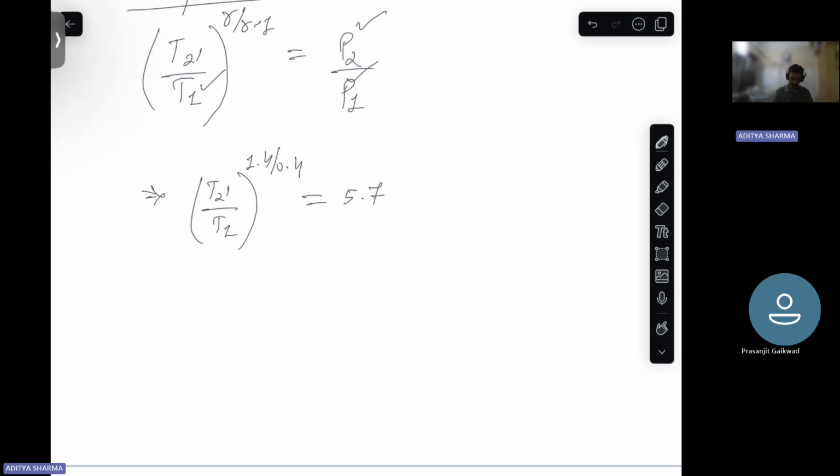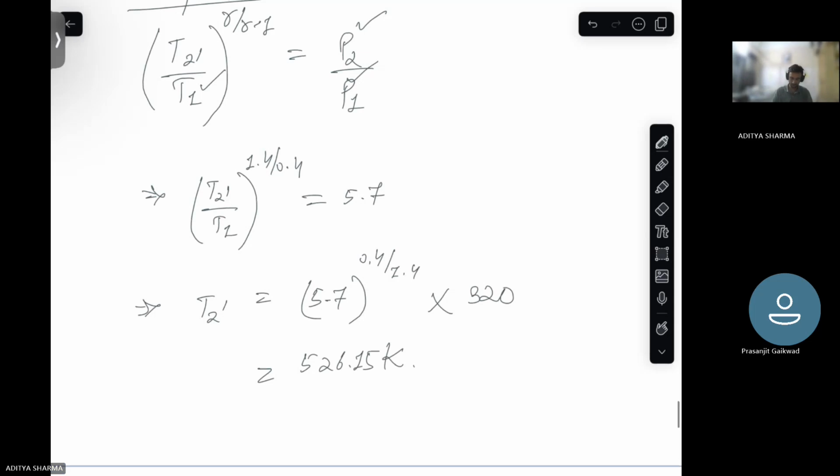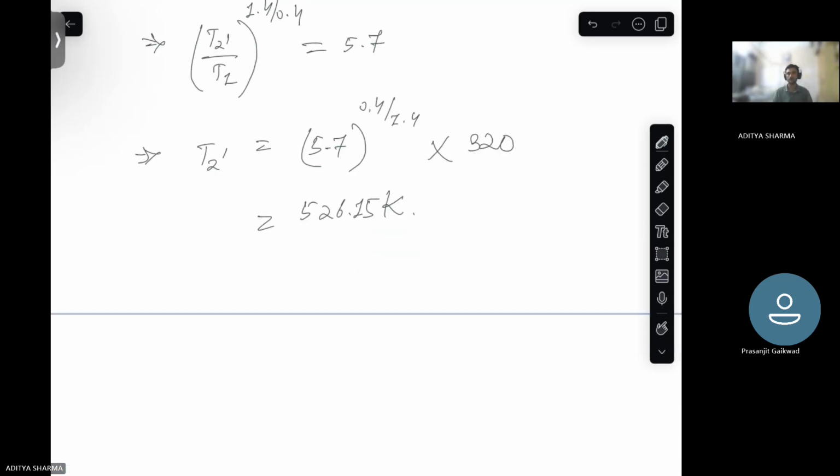After that, we need to find out T2 dash. T1 is known to us, that is 320. So T2 dash is 5.7 to the power 0.4 divided by 1.4, into T1. T1 is 320. So if you solve this, this will come out to be 526.15 Kelvin. Okay.